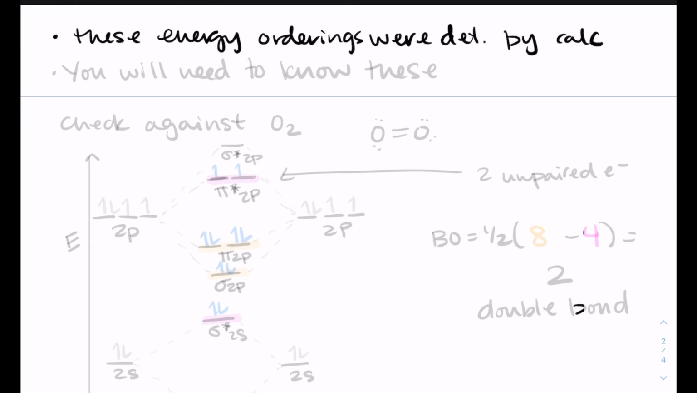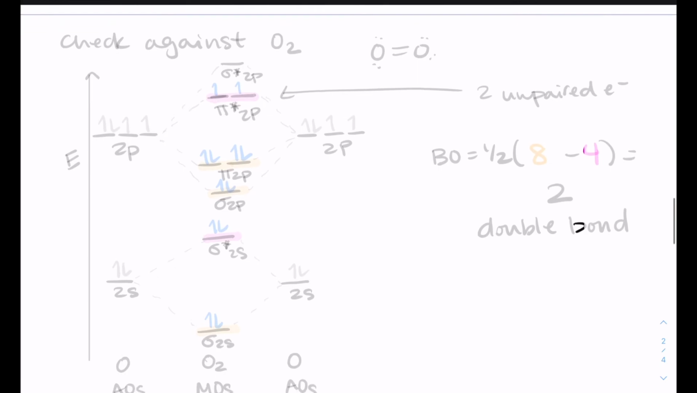And you know what? We should do an example. It's always good to have an example. Let's check this against O2 and see what it tells us, because O2 is given as an example for why valence bond theory doesn't always work. Let's see what it looks like in MO theory.